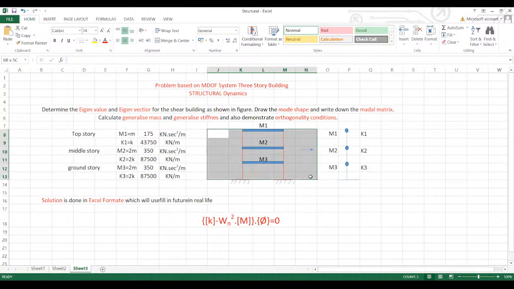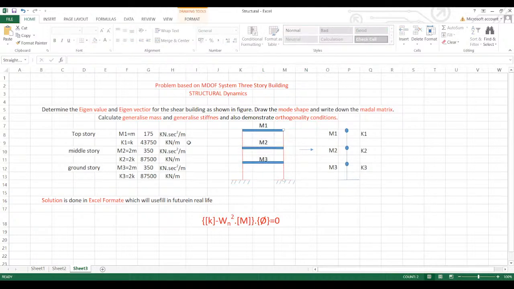Here we have to analyze the three-story building, where the mass and stiffness are given for each and every story. The solution is done in Excel format, which is useful in the future. This problem is usually done theoretically, in school level and college level classes for examinations.